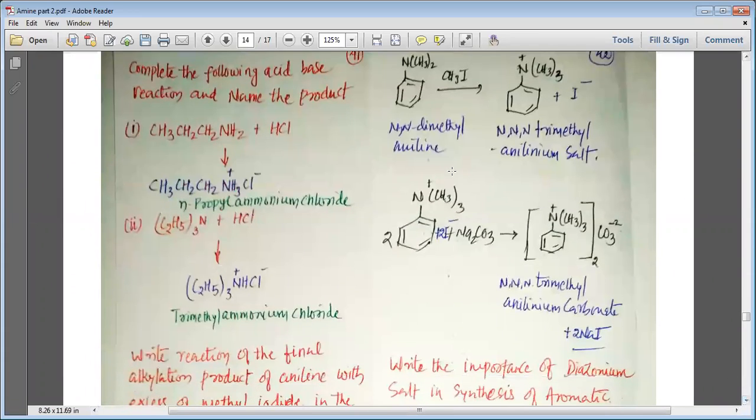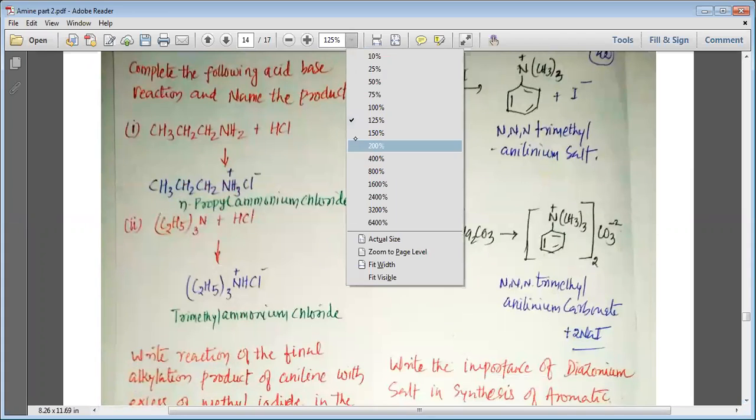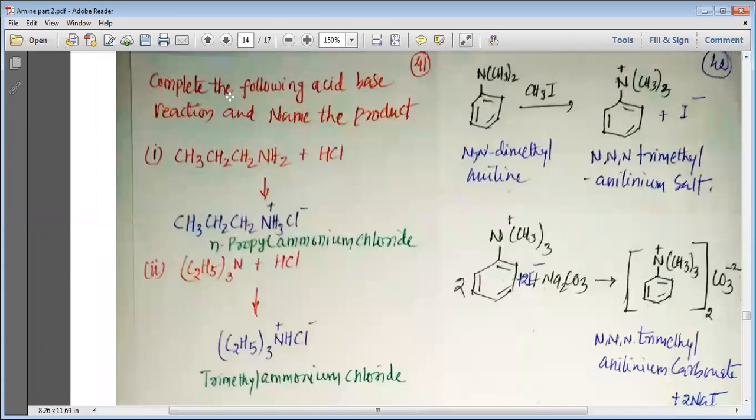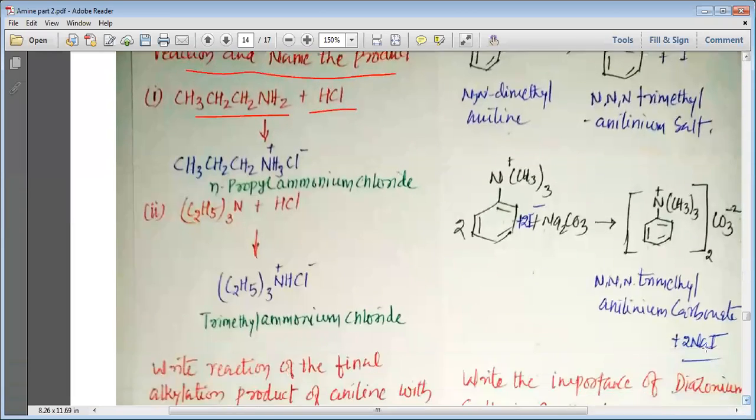Now let's move and study a few examples so that we get a good revision and understand the concept well. Let us revise the concept. Complete the following acid-base reactions and name the product. CH3CH2CH2NH2 and HCl. We know that when any acid reacts with an amine, it produces a salt, and this is how the N-propyl ammonium chloride salt is produced. Simply HCl is being added to this particular amine.